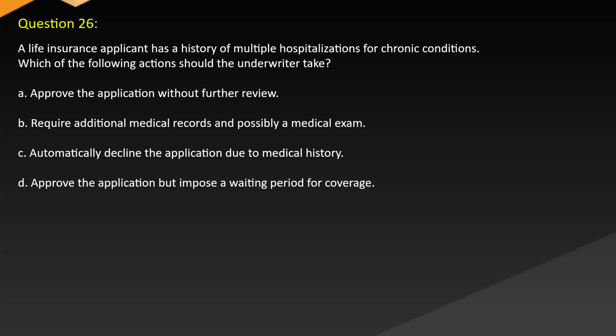Question 26. A life insurance applicant has a history of multiple hospitalizations for chronic conditions. Which of the following actions should the underwriter take? A. Approve the application without further review. B. Require additional medical records and possibly a medical exam. C. Automatically decline the application due to medical history. D. Approve the application but impose a waiting period for coverage.